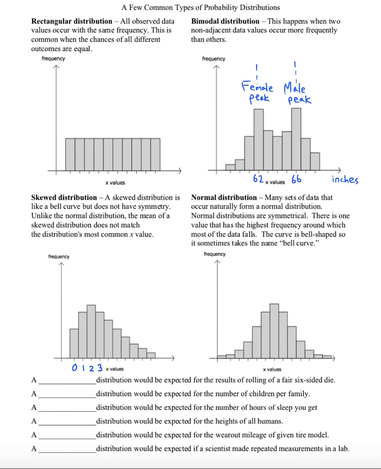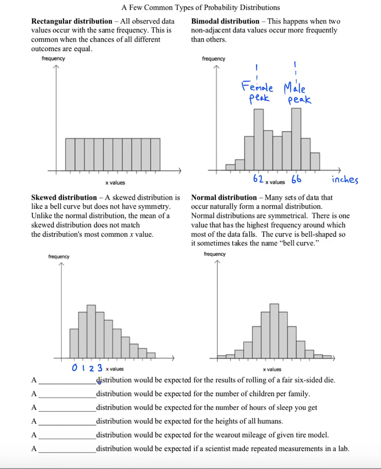And then that brings us to the normal distribution. So in nature, normal distributions occur all the time. And these are symmetrical distributions, and that is where there'll be one value that has the highest frequency of all, around which most of the other data will fall. The curve is bell-shaped, so the farther away you get from the middle, the less likely it is for those values to occur. Let's check out these situations at the bottom and see what type of distribution we would expect to find.